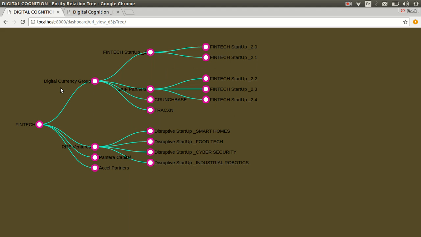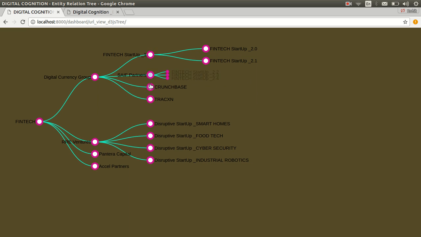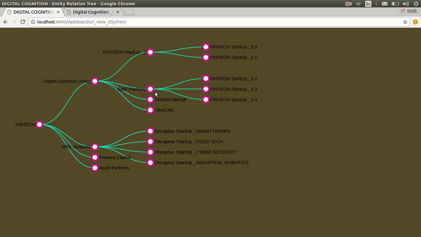So let's say there is the Digital Currency Group and they go ahead and fund something like, sorry, not Safe Partners, so this probably would be a wrong example, but let's say they go and fund some fintech startup, and then they go and fund other fintech startups. So are these fintech startups related? So there is one very critical factor, which is the movement of the employees.